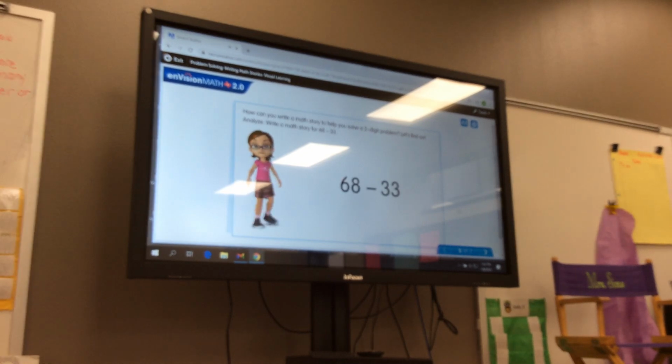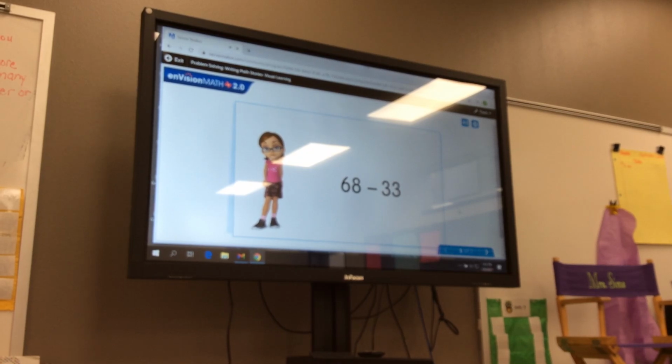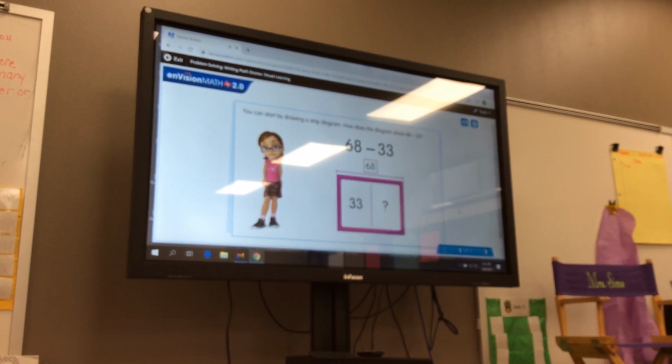How can you write a math story to help you solve a 2-digit problem? Let's find out. Analyze. Write a math story for 68 minus 33. You can start by drawing a strip diagram. How does the diagram show 68 minus 33?